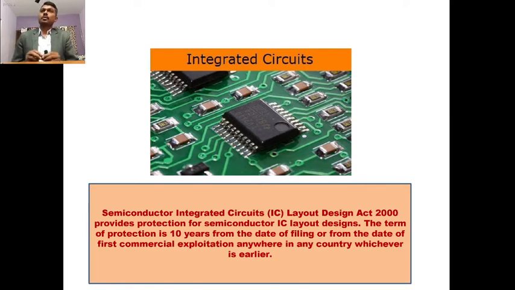The way in which these wires have been set, and the way in which the transistor and other circuitry elements have been laid out on this semiconductor material, creates a particular layout. If that kind of integrated arrangement is unique and is not available in the domain, then definitely one can get it registered, and the term of protection is 10 years from the date of filing or from the date of first commercial exploitation anywhere in any country, whichever is earlier.